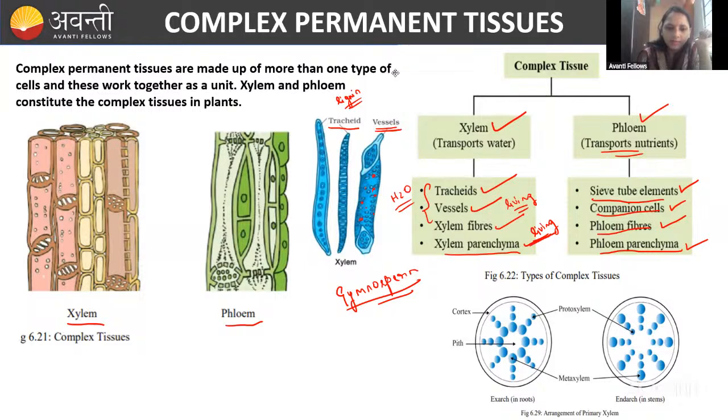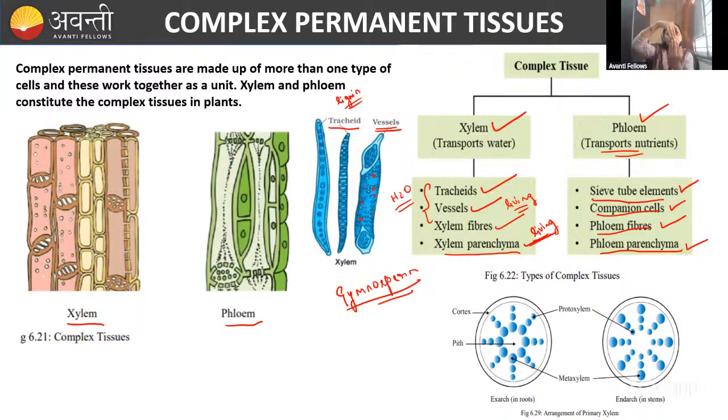Xylem vessels. Here you can see, guys, the xylem vessels. The xylem vessel is like a tube-like structure, a cylindrical structure, and it has perforations. You can see a pore-like structure, an opening, there.